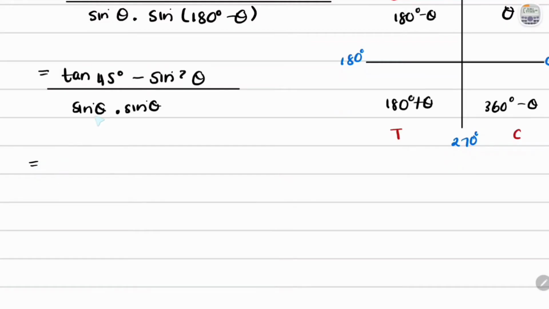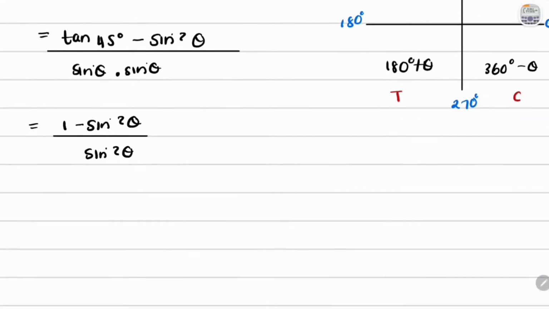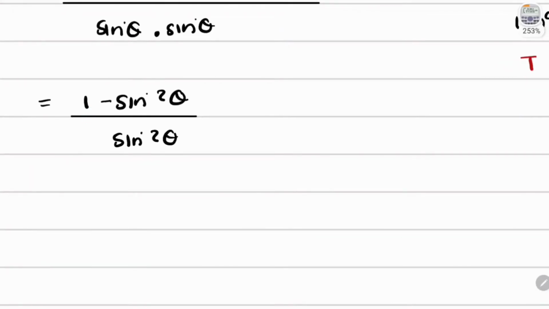Okay, so that is just equal to, well, tan 45 using the calculator, if you want to use a rule called the OHA rule, but the calculator will be fine here. Tan 45 gives you 1, and you have minus sine squared theta. And this is over sine theta times sine theta gives you sine squared theta. Okay, so we're not done yet. You have 1 minus sine squared theta.